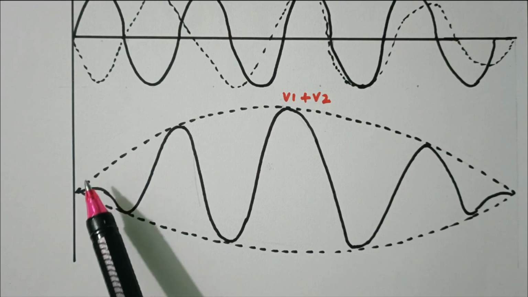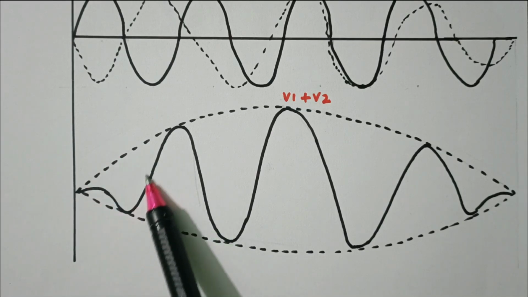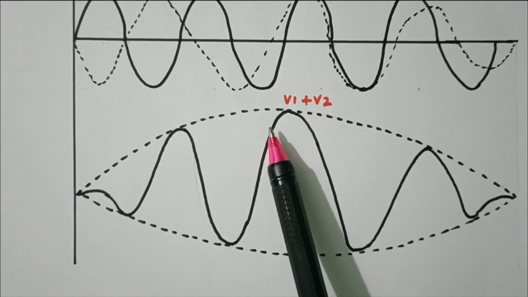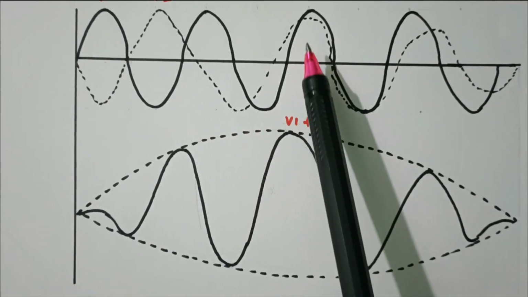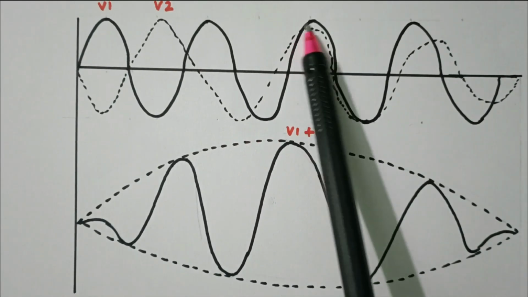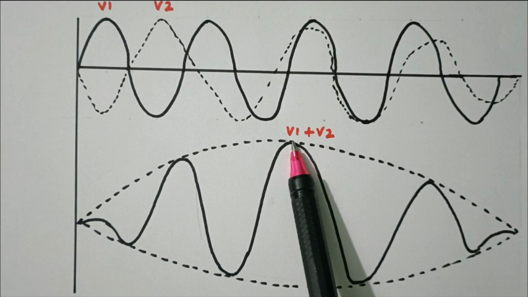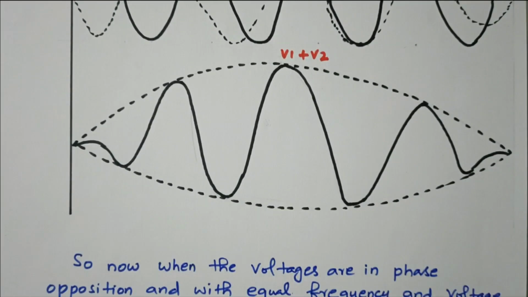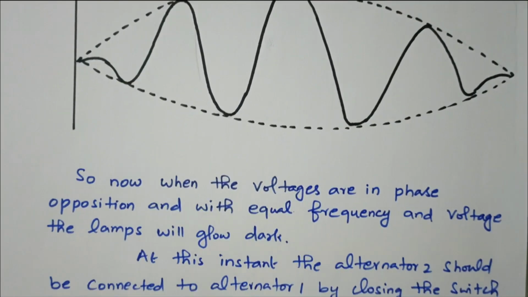See this, the sum of these two will produce the resultant voltage. At this point it is maximum. At this point both are almost the same, so we get the peak voltage. Thereafter it keeps on decreasing. Right, now we'll see the next condition.